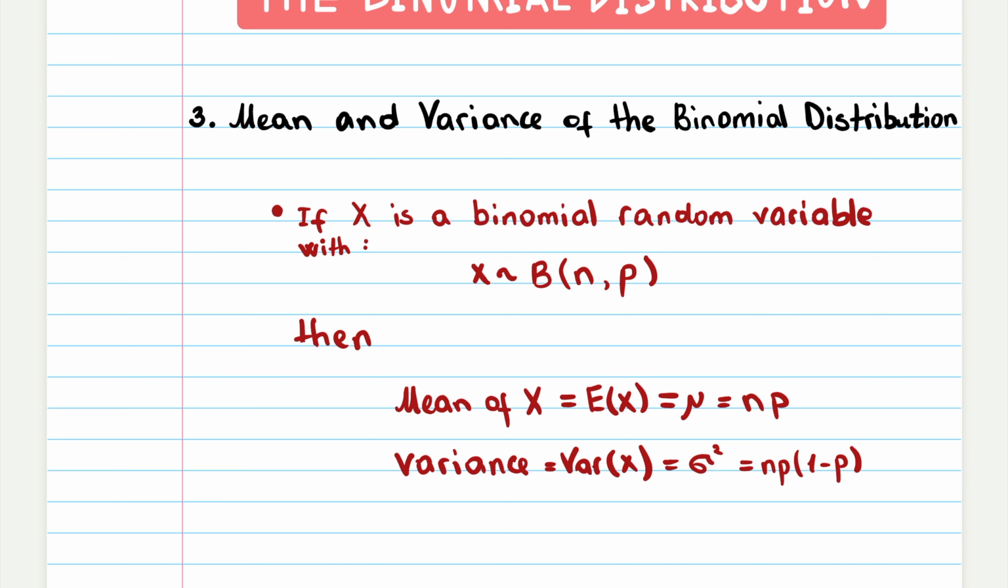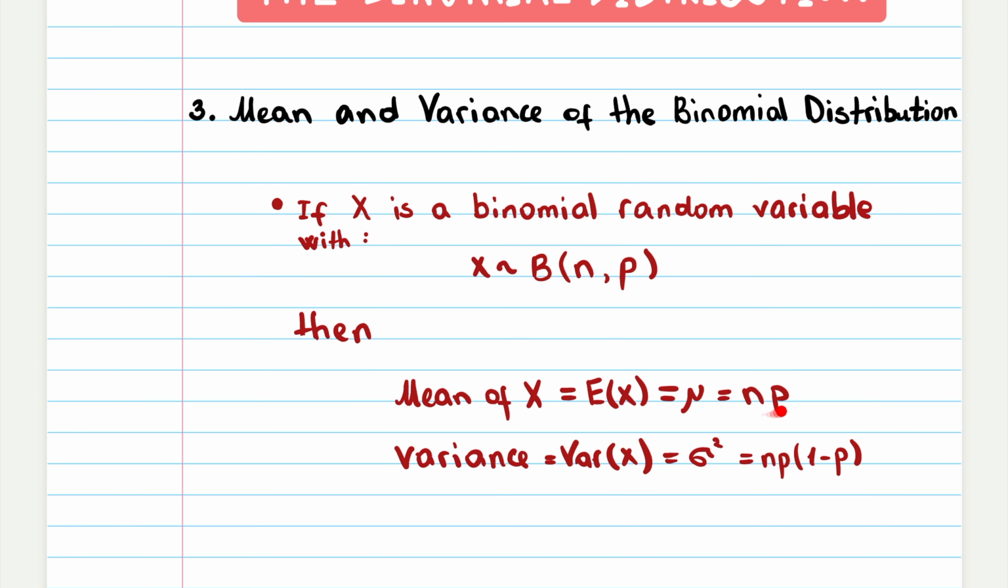In this video, we'll be looking at the mean and the variance of a binomial distribution. If X is a binomial random variable, X has a binomial distribution of n and p, then the mean of X is n times p. So we know from Statistics 1 that we can denote the mean as the expected value of X, or mu, which is the population mean of this random variable, and the variance, sigma squared, is n times p times 1 minus p.